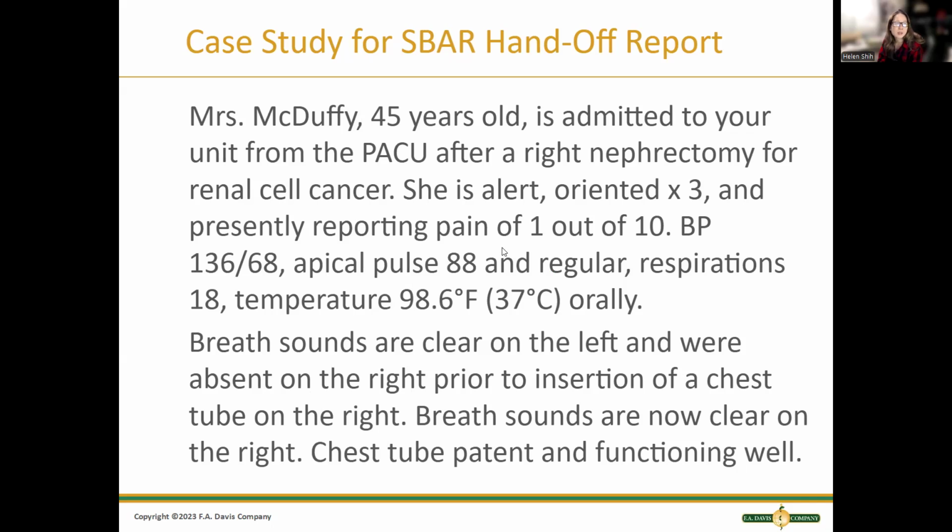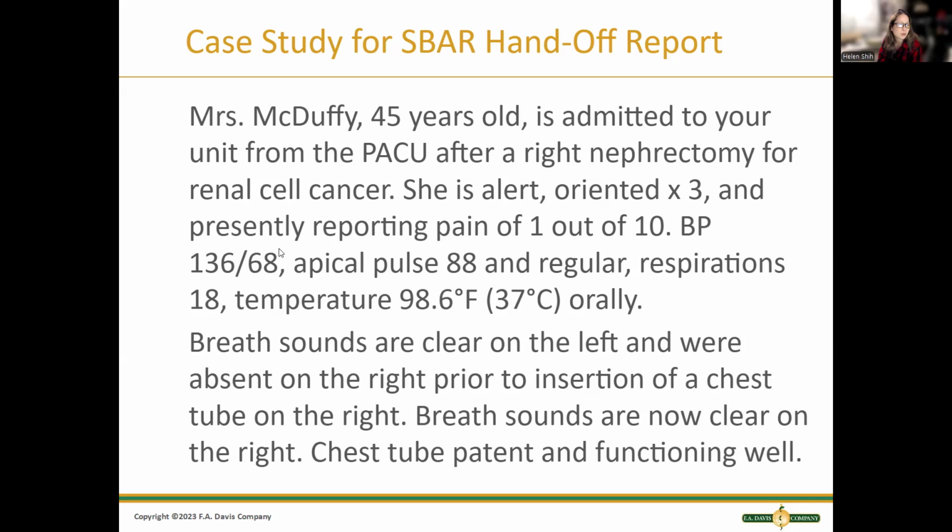Now, this is an SBAR report, and just really quick, you can read it, but I'm just going to tell you how to write this SBAR. As you know, everybody writes their documentation a little bit differently, and there's no one right way to document something. These are just exercises to help you develop the skill for writing documentation when you are caring for patients on your own. So still the same patient, admitted from the PACU after a right nephrectomy for renal cell cancer, meaning they had kidney cancer.